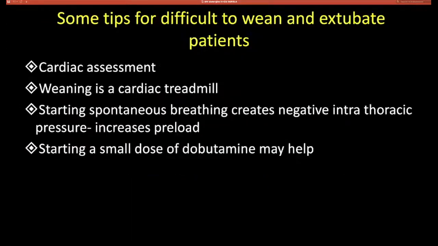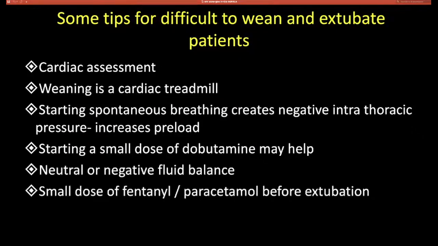So some of the tips for difficult to wean and extubate patients is cardiac assessment. We generally tend to start with a very small dose of Dobutamine, and keep the fluid balance neutral or negative. A small dose of fentanyl and paracetamol before extubation may allow us to extubate the marginal patients. Not every patient, if the ejection fractions are very low, but in the marginal patients, these three maneuvers, a small dose of Dobutamine, negative fluid balance, and a small dose of fentanyl and paracetamol before extubation, do help.